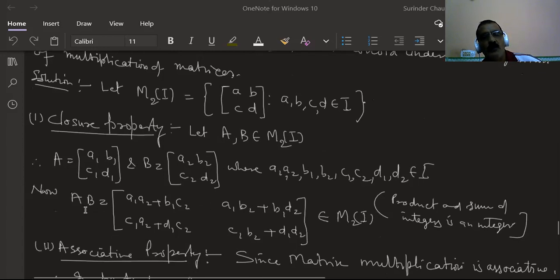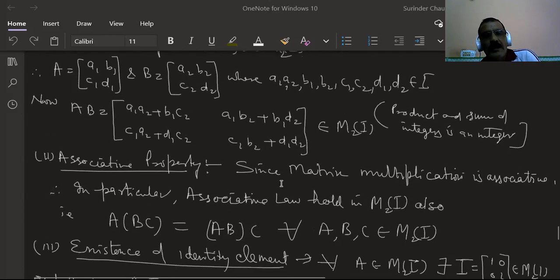When we find the product, the elements of the resultant matrix are integer into integer, integer into integer plus integer into integer, and so on, and each is again an integer. So the product is a 2 by 2 matrix, and all the elements of it are integers. Therefore, the product belongs to M2I. This implies the closure property holds in M2I.